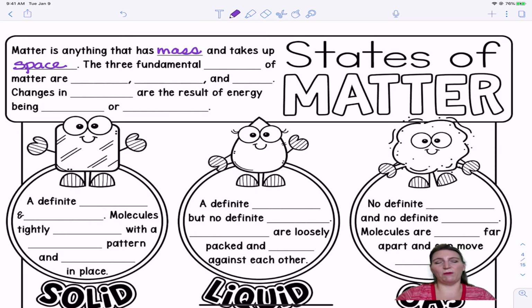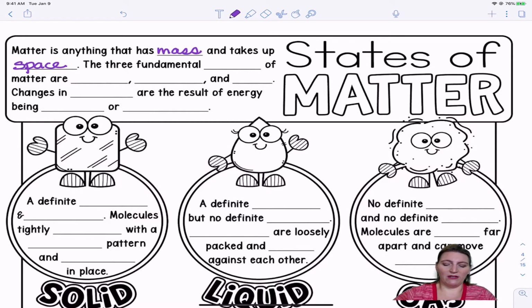Matter is just about anything. Matter is not something like speed. That's a noun, but does it have mass and take up space? Or imagination. Does that have mass and take up space? No. But just about anything that you can look around and see, and even lots of things that you can't see, like air, it has mass and it takes up space.